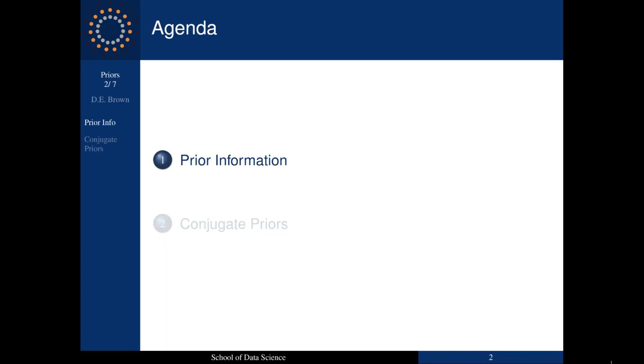In this video, we'll look at two topics. The first is a look at prior information and how prior information is used to create prior distributions. And the second topic looks at a specific approach to this, which is known as conjugate priors.